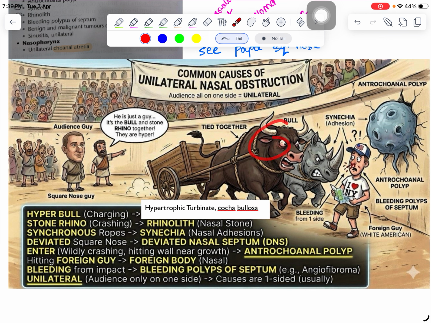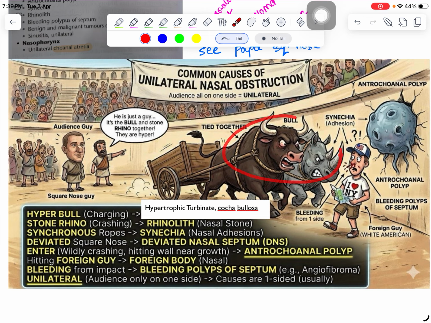Hyper means hypertrophic turbinate. Bull means concha bullosa. Stoned rhino means rhinolith. Rhinolith means nasal stone. Lith means stone, so that's why. Okay, from this you can remember stoned rhino is rhinolith.